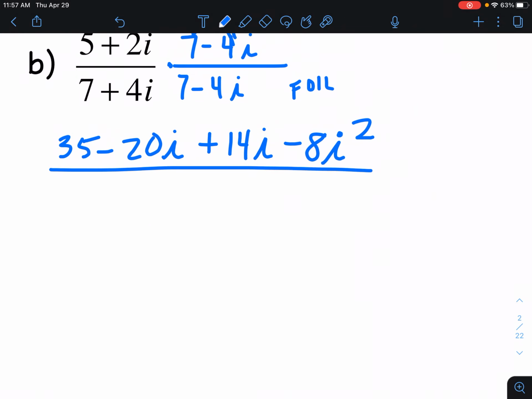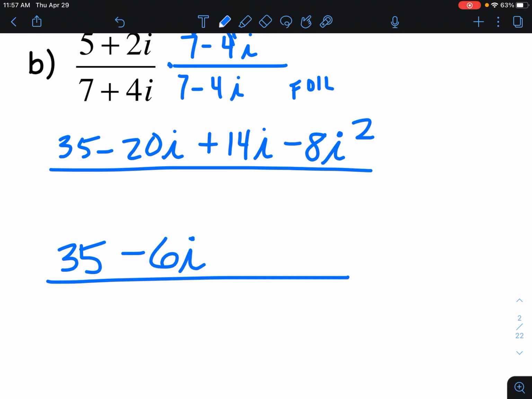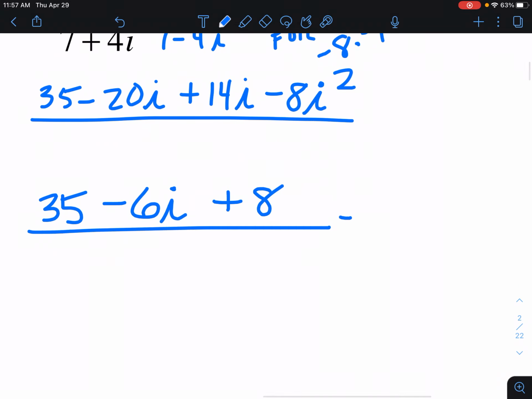Okay. So we're going to combine like terms. Let's bring down the 35. Negative 20i plus 14i is negative 6i. And then the negative 8 times negative 1 because of the i squared. So that'll be negative 8 times negative 1 will be 8, so plus 8. And then go one more step further there. 35 plus 8 is 43.